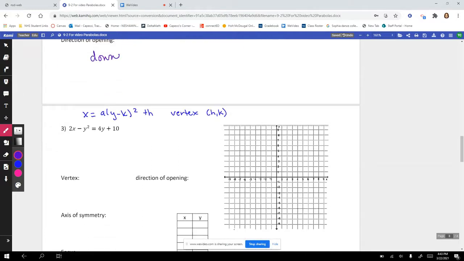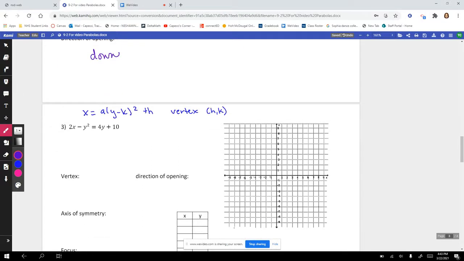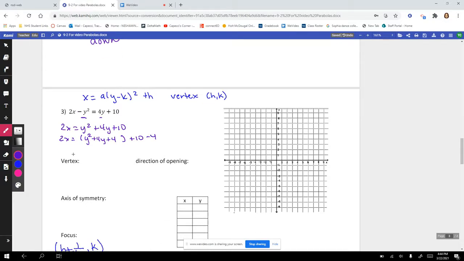And again, this time, if you notice, we have y squared, so I'm going to get x by itself this time. So I have 2x is equal to y squared plus 4y plus 10. I'm going to work on completing the square. So I have y squared plus 4y, leave that open, plus 10. Half of 4 is 2, 2 squared is 4. So I have 4 here, and I'm going to subtract 4 there. So I have 2x is equal to y plus 2 quantity squared plus 6.